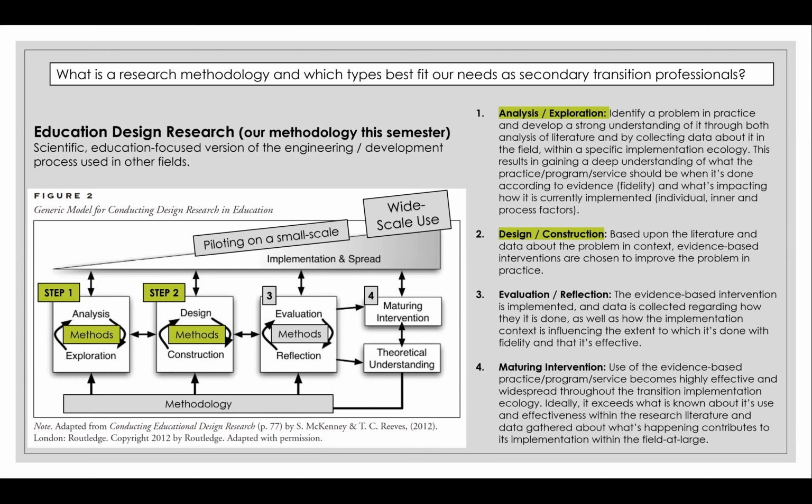These are things that we won't do during this class in our 10 weeks together, but they are important to know that these are the next steps once you get through that design and construction phase. So in the evaluation and reflection phase, which is step 3 of EDR, the evidence-based intervention is implemented, or interventions, depending on how many and what things you're improving or changing as part of your problem in practice. And then you collect data regarding how well it's done, as well as the implementation context and how it's influencing what is done. So we typically think of, and you'll hear this word a lot this semester, fidelity.